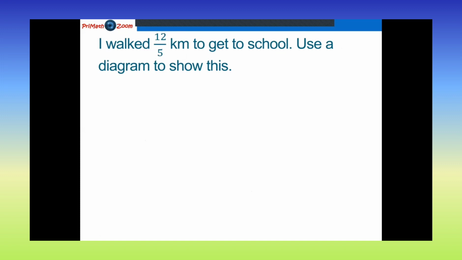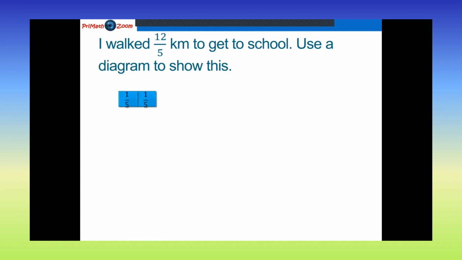Okay, let's look at this other activity. I walked 12/5 kilometers to get to school. Use a diagram to show this. So that means we're going to create equal pieces of fifths. So here we go. Let's count them. We should have how many fifths? Yes, 12/5. So let's go.